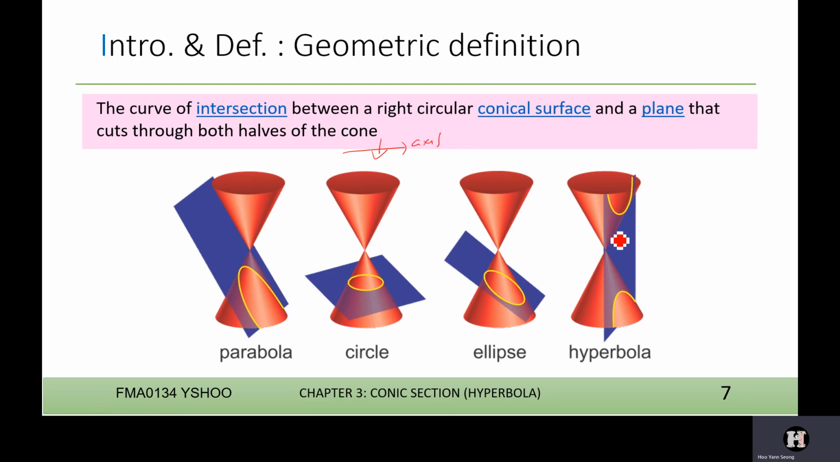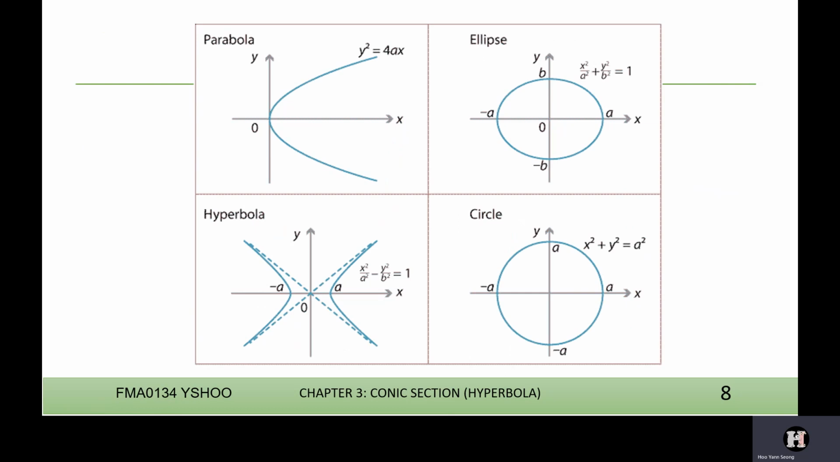Then the last one is the hyperbola. Among the four, the hyperbola is the most special. It takes two cones, and you cut horizontally, along the y-axis. So you're going to get two curves. One is from the above cone, and the second one is from the below. So that is the one from the geometric perspective.